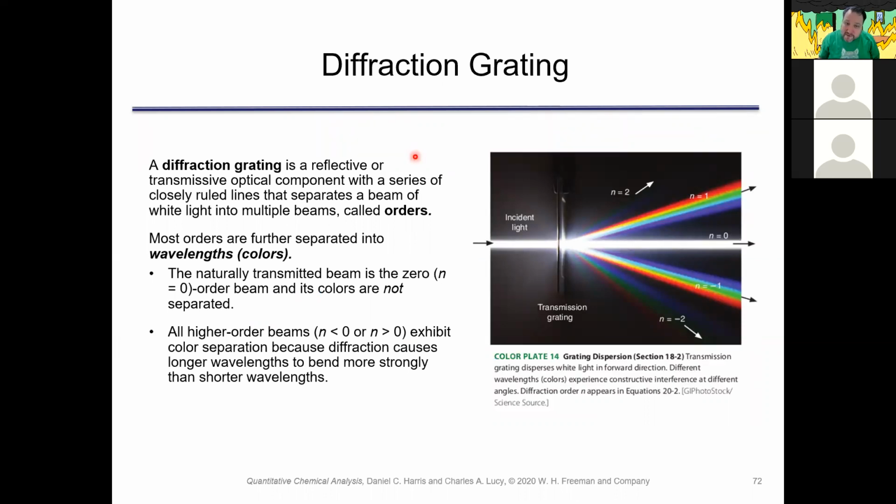Our diffraction grating, on the other hand, is a reflective or transmissive optical component of a series of closely ruled lines that separate a beam of white light into multiple beams called orders. So if you look at this, here is a transmission grating. It's a transmission grating if the light goes through it. It's a reflection grating if the light bounces off of it. So here's our incident light, and we've got order 1, which is really, really bright.